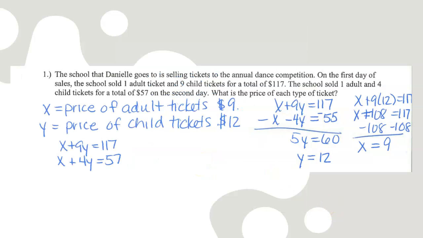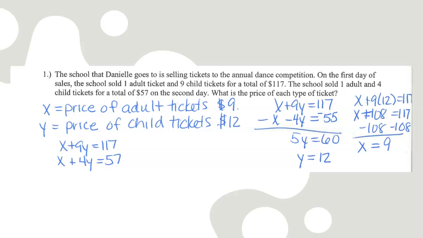All right, the first one here, the school that Danielle goes to is selling tickets to the annual dance competition. On the first day of sales, the school sold 1 adult ticket and 9 child tickets for a total of $117. The school sold 1 adult and 4 child tickets for a total of $57 on the second day. What is the price of each ticket?